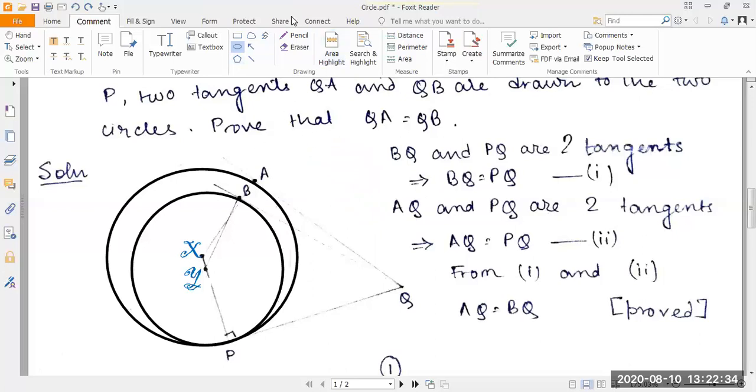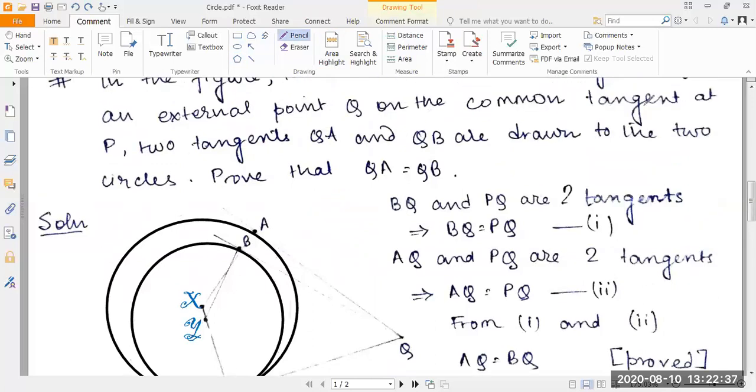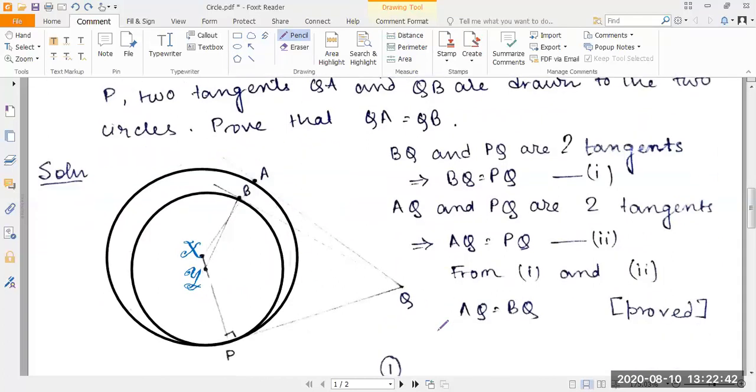Next, what we see is two tangents QA and QB are drawn to the two circles. From this point Q, which lies on the common tangent through point P, we have drawn two other tangents to these two circles. QB is the tangent drawn from point Q to the circle with the smaller radius, and QA is the tangent drawn from point Q to the circle with the larger radius. And what we need to prove is QA equals QB.